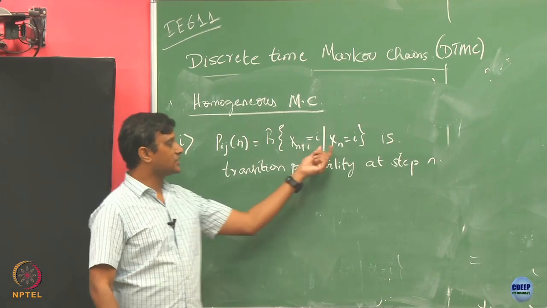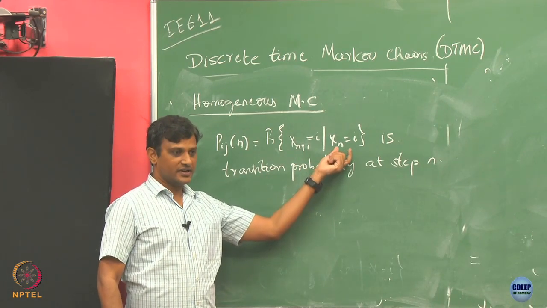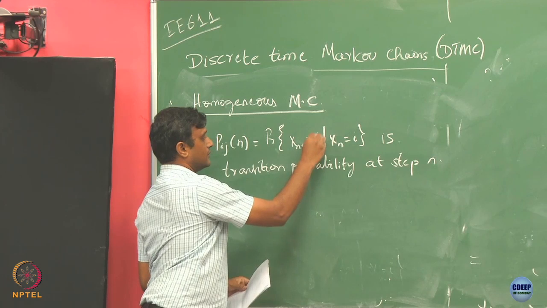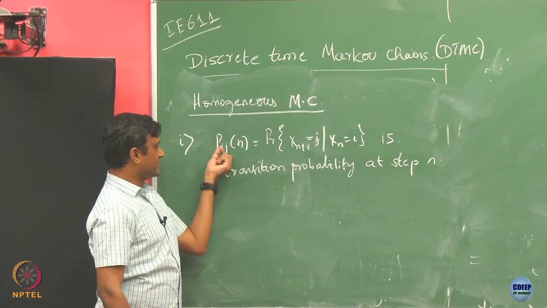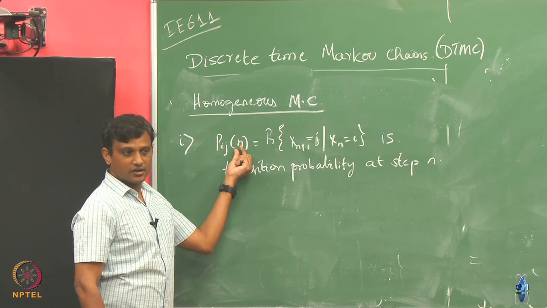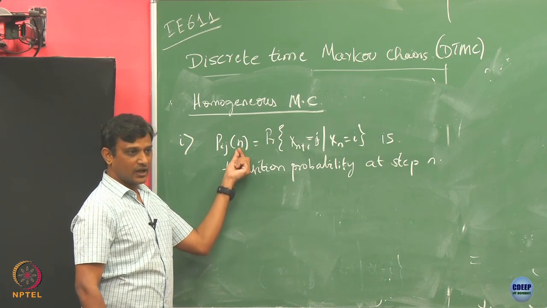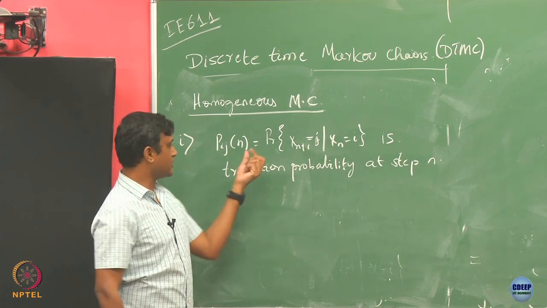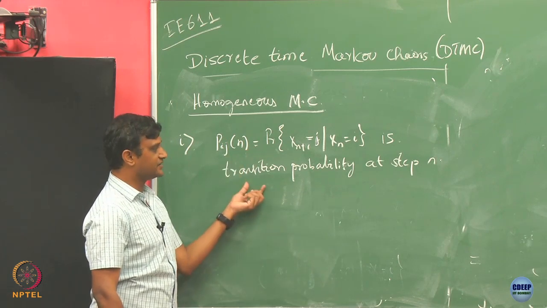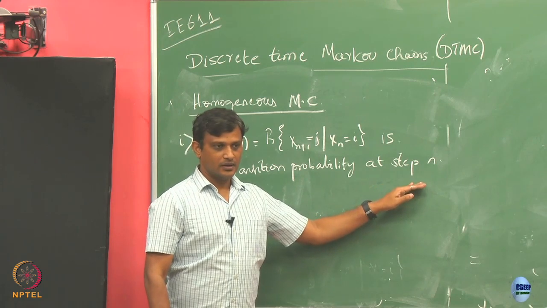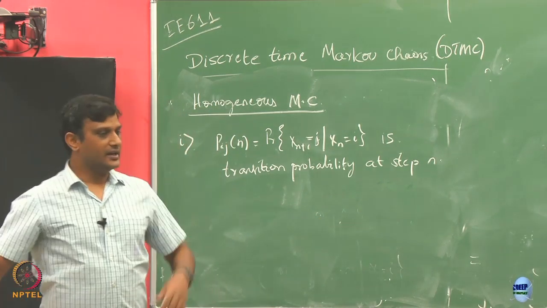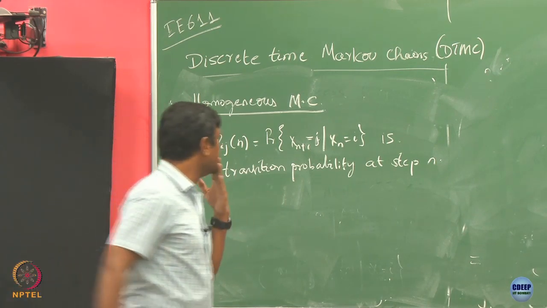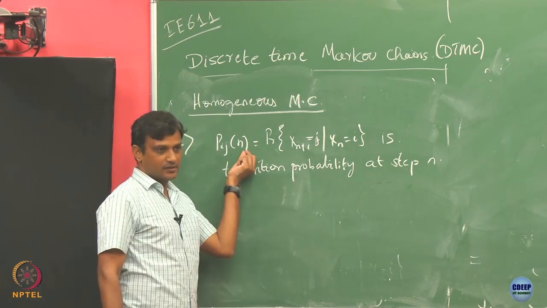Suppose you are in state i, and in the next step you went to state j. You are going to denote this as Pij(n), that is, you are going to another state j in one step at the nth time index. This is called the transition probability at step n. And in the way we have defined discrete time Markov chains, this need not be the same for every n.